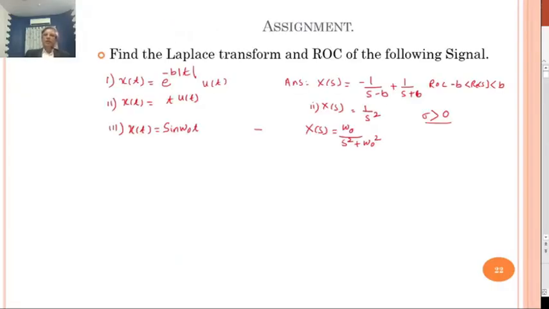Then find the Laplace transform and the ROC of the following signals, and these are the assignment questions. The fourth question is x of t equals cos of omega 0 t, and the answer is x of s equals s upon s square plus omega 0 square. Find out the Laplace transform of all these four signals and the ROC.